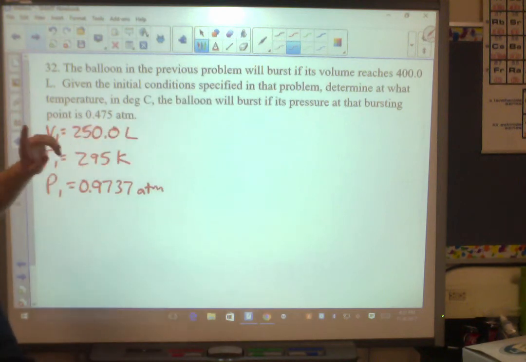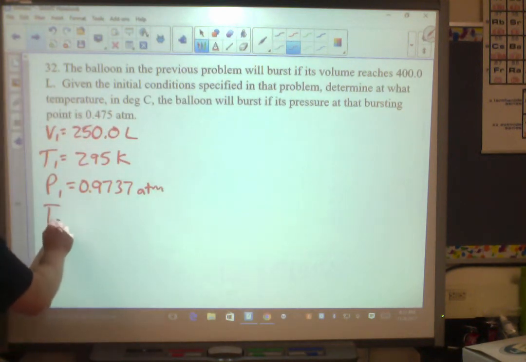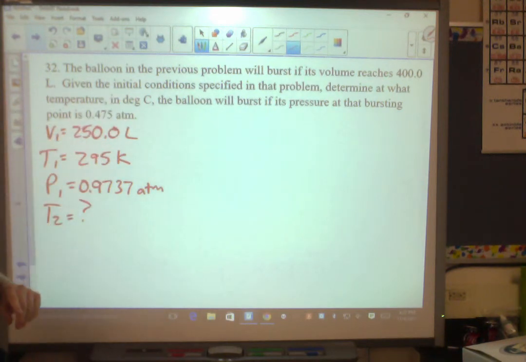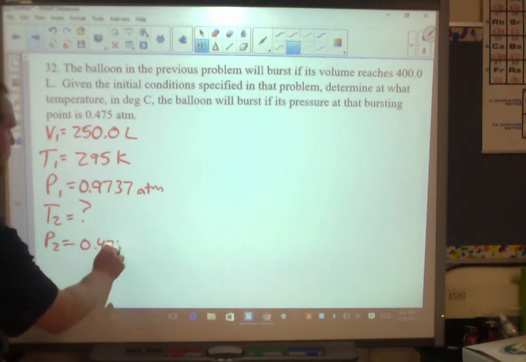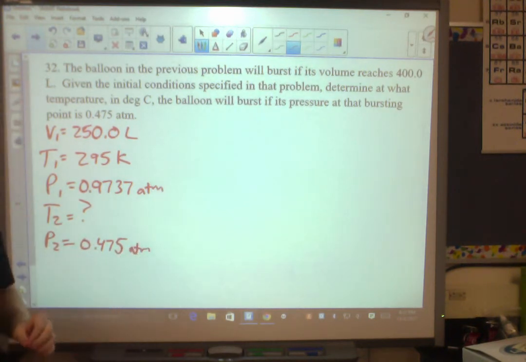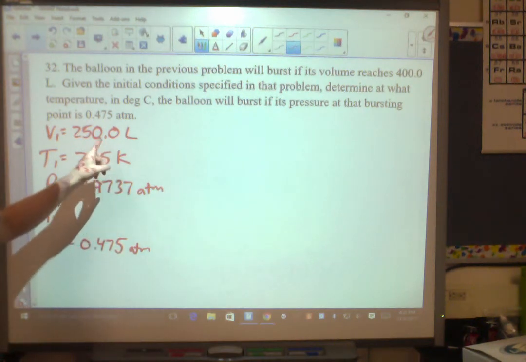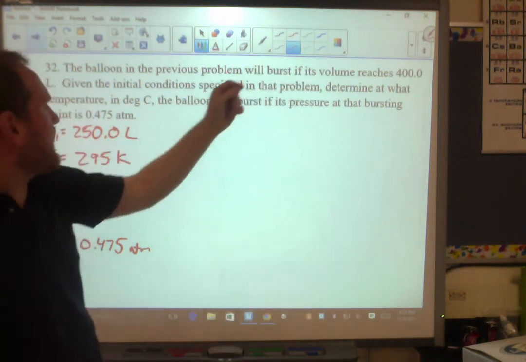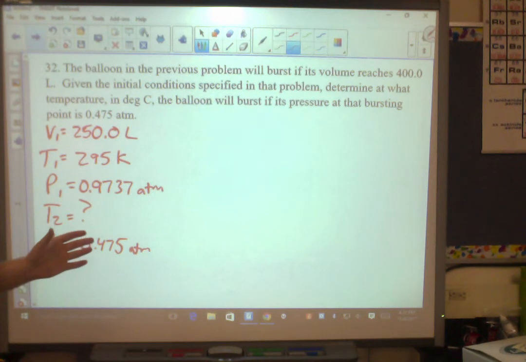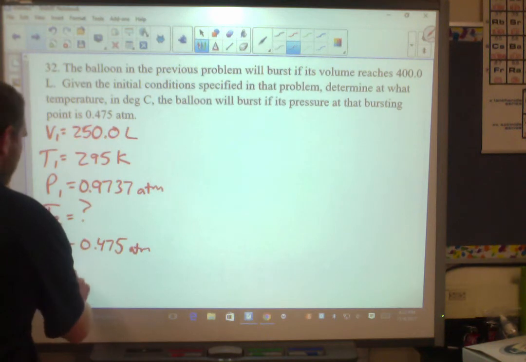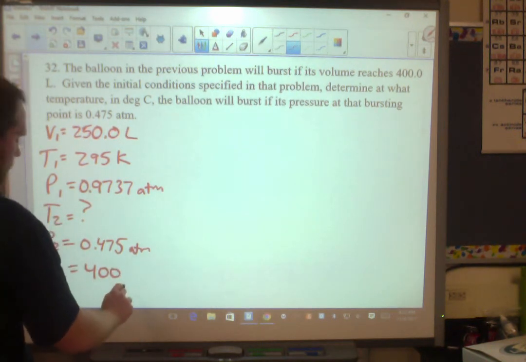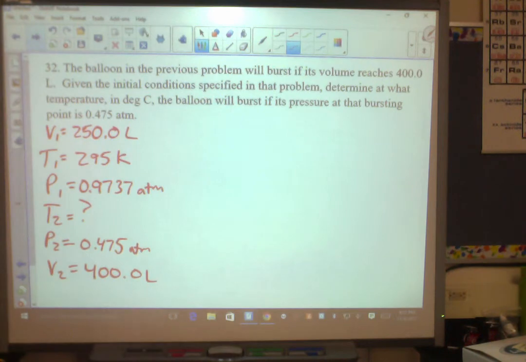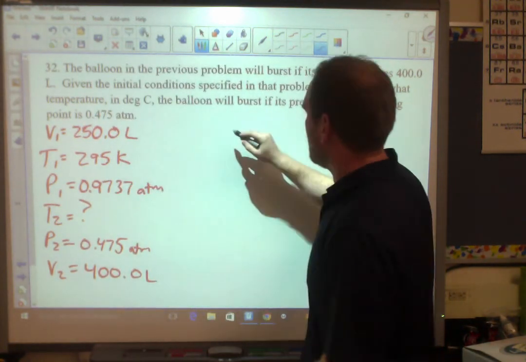Okay, given the initial conditions, determine at what temperature in degrees Celsius. So we're solving for T2. The balloon will burst if its pressure at that bursting point, if P2 when it bursts is 0.475 ATM. That's what I meant when I said I got lucky. I chose the right one to flip because we now have ATM. So really the 400 there, that's going to be my new volume, because it says when it gets to that point, what's the temperature going to be? So 400.0 liters is going to be V2. Okay? So we're solving for T2 again. We've done this plenty of times.